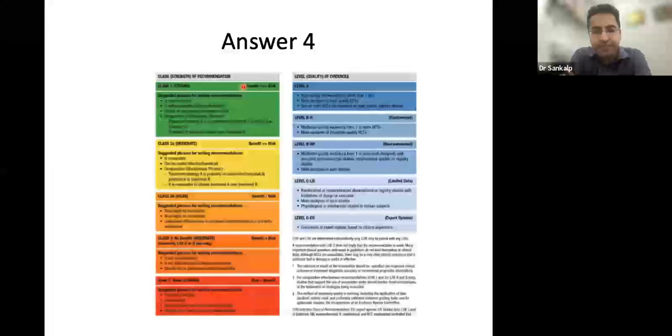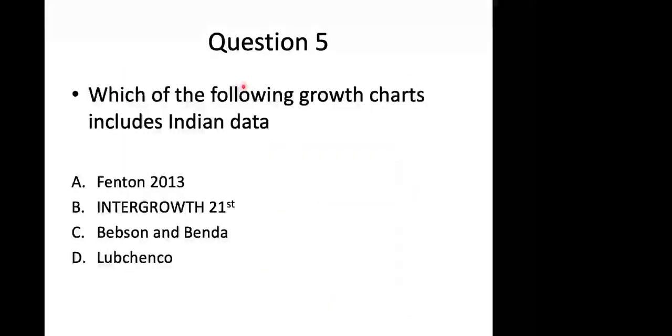So moving on to question number 5, which of the following growth charts includes Indian data? Fenton 2013, Intergrowth 21st, Bhopal and Benda, and Lubchenco.